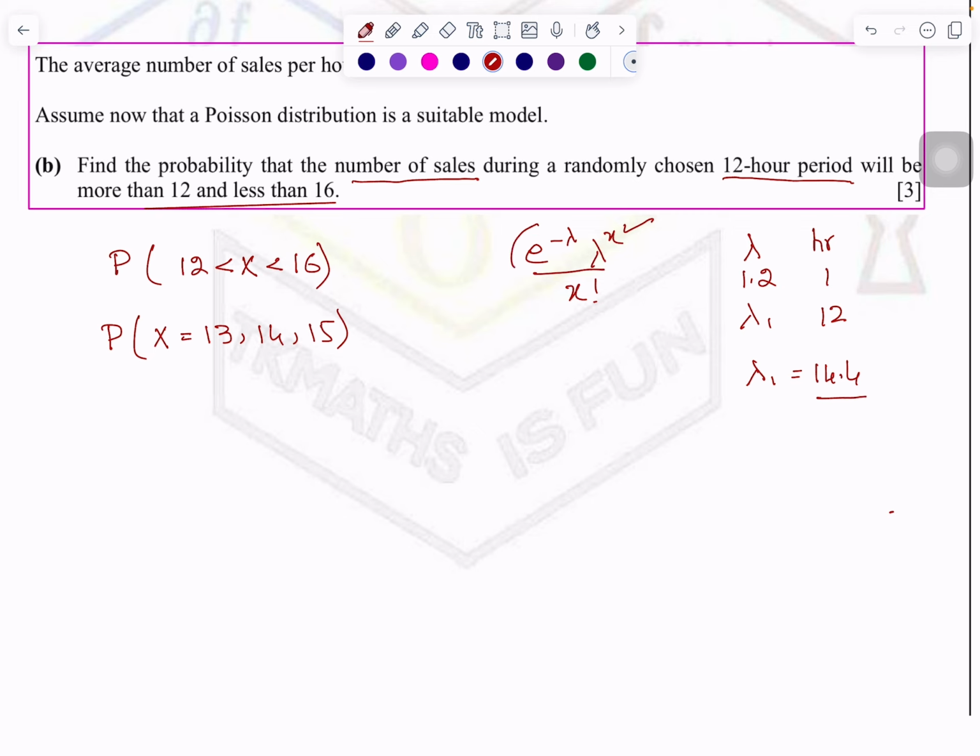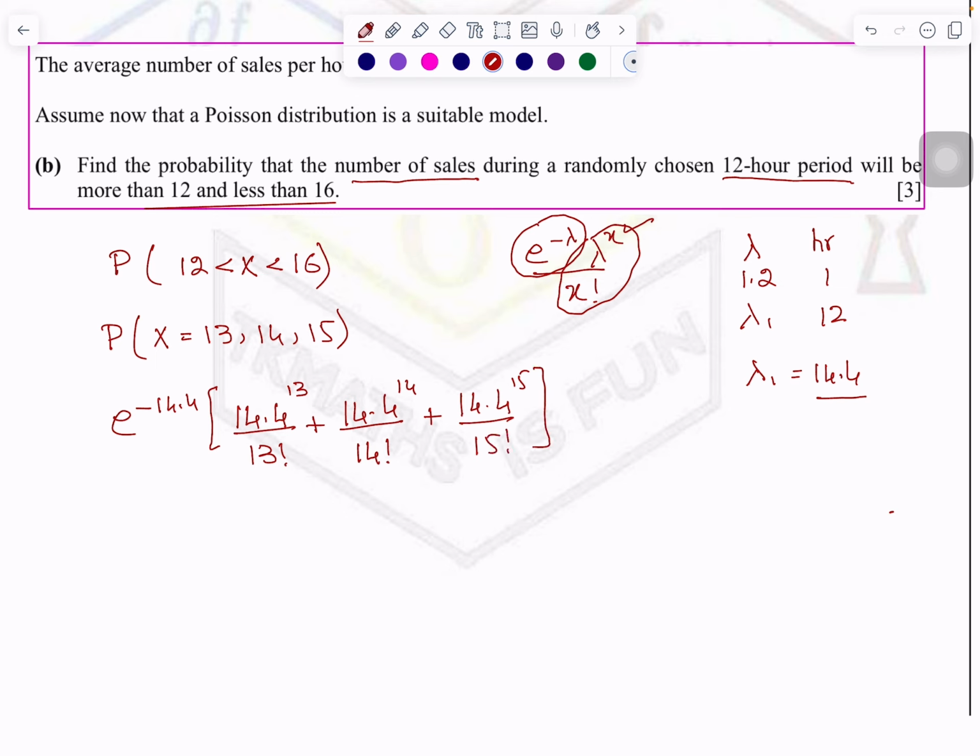Now in this formula, this part will be common for all the values of x, so I'm keeping it outside: e to the power minus 14.4. And then I'm writing this part of the formula within the bracket for different values of x. So it is 14.4 to the power 13 divided by 13 factorial, then for x equals 14, then for x equals 15.